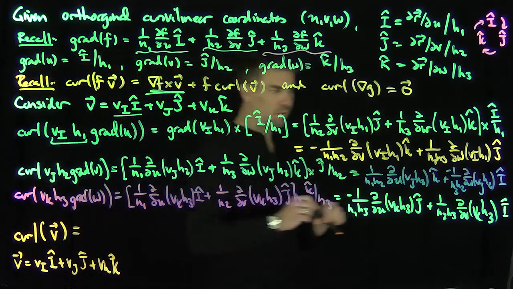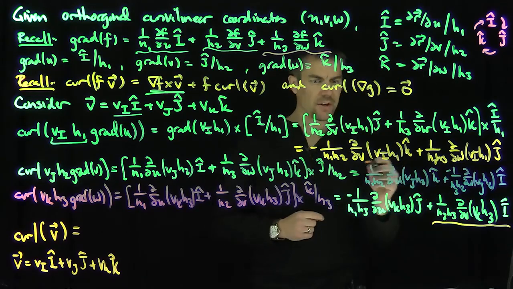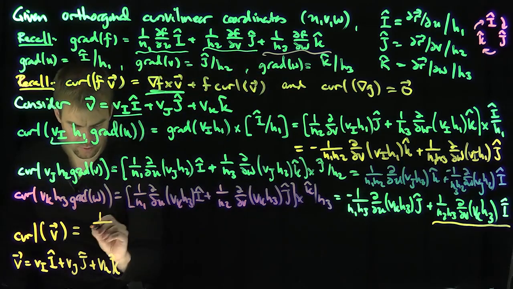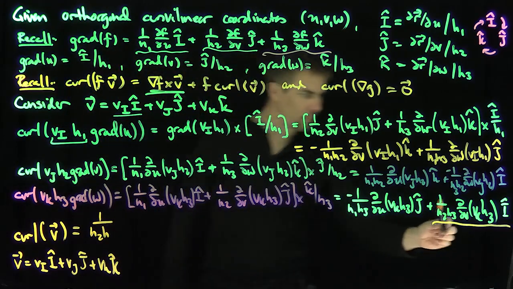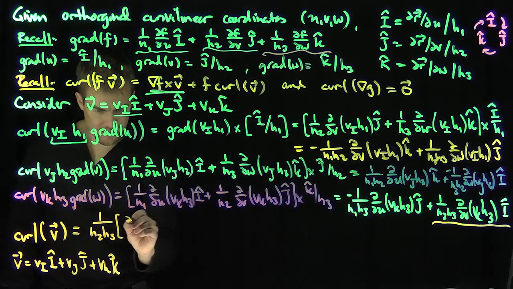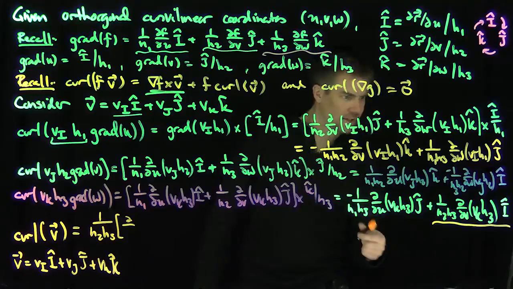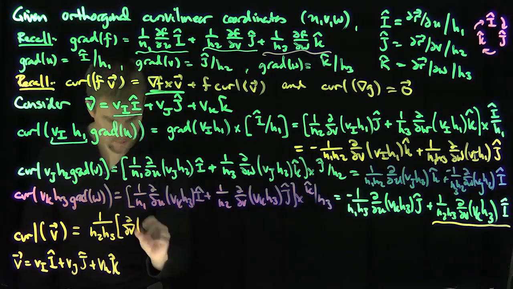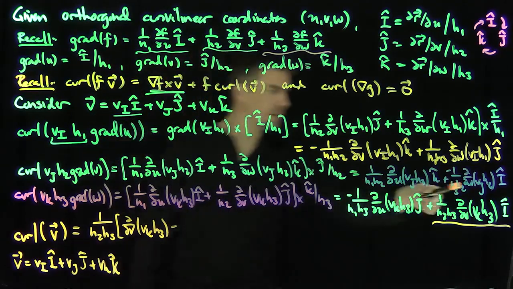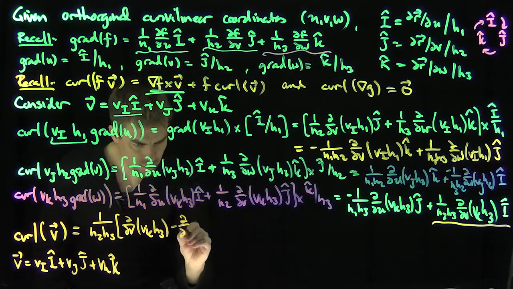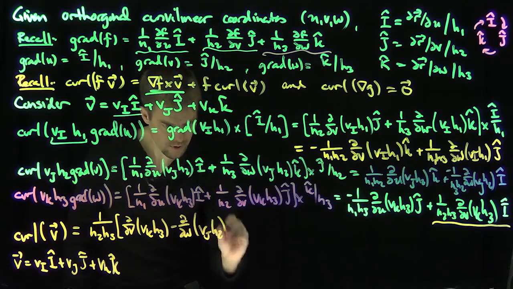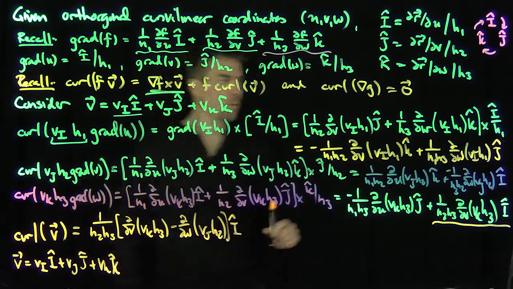It is going to be equal to what? Let's gather the I terms over here. So this term is an I, and then this term over here should be an I with a negative, right? So I'm going to have 1 over H2 H3, because both of the I's have an H2 H3. And then I have a d by d what? The positive thing is d by dv of V_k H3 minus d by dw of V_j H2. That's the I component.